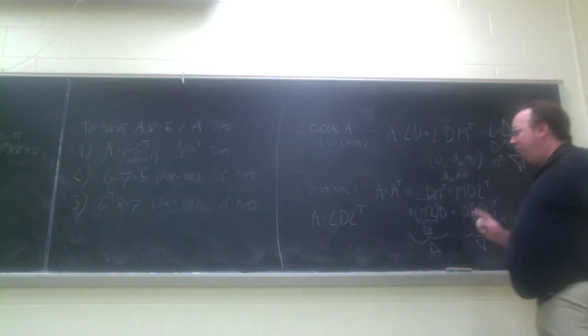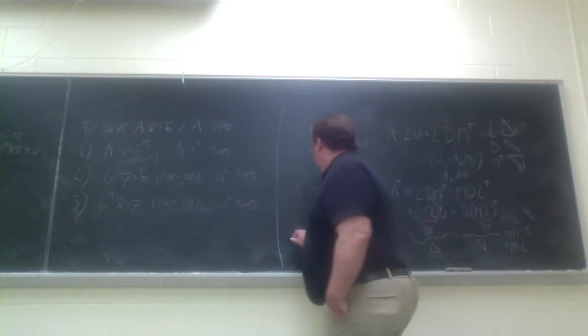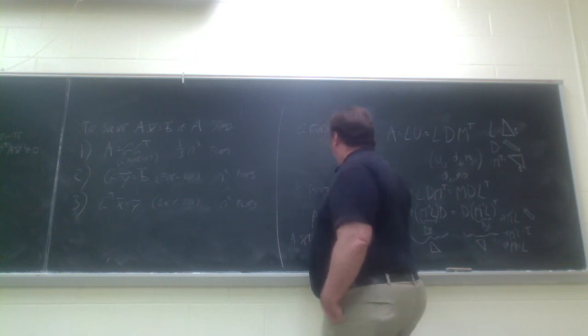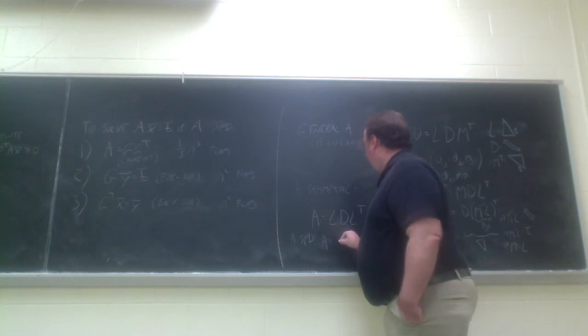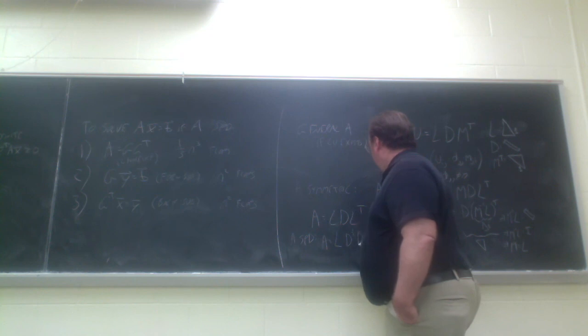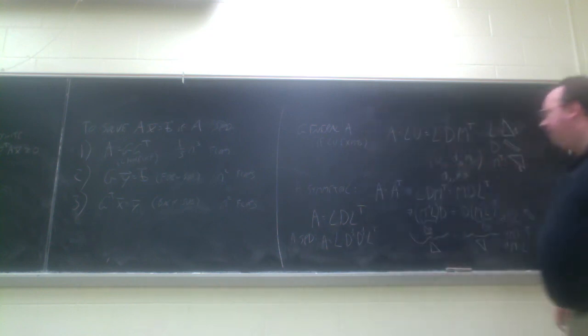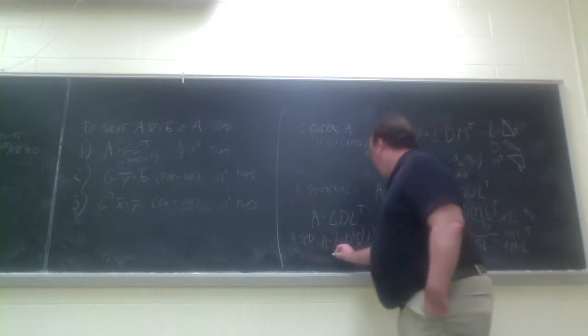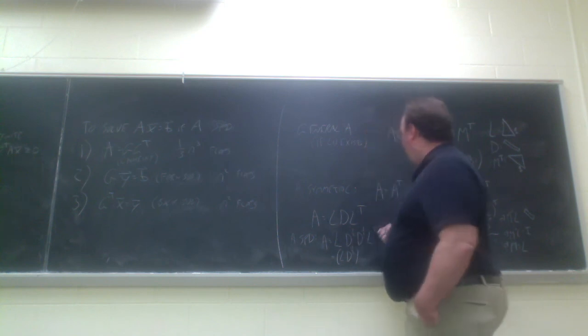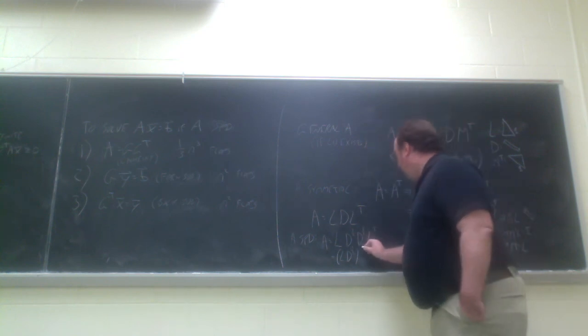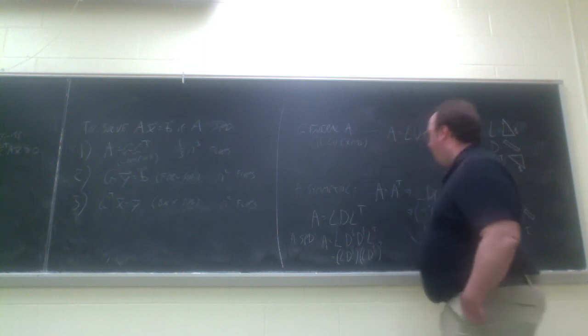So now let's take it one step further. A is SPD. We have this LDLT factorization, but now I'm going to break up the D into D to the 1/2 times D to the 1/2. So that's the same as L D to the 1/2, and then D is diagonal, so it's equal to its own transpose. And then we have L D to the 1/2 transpose.